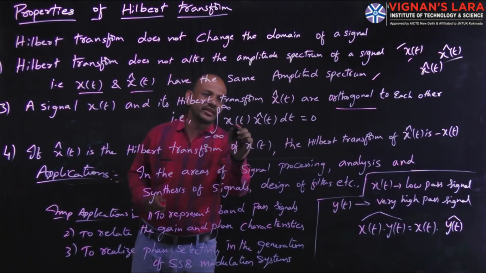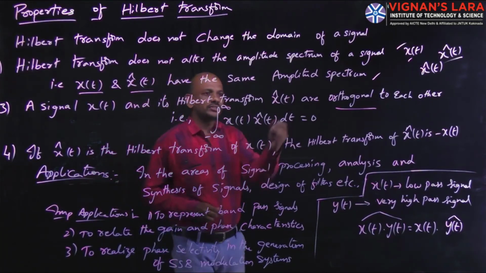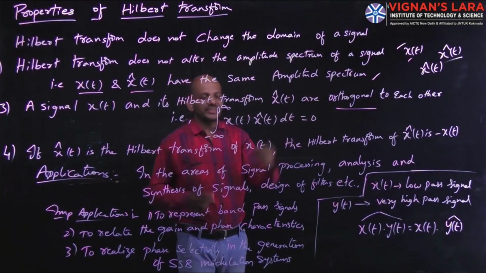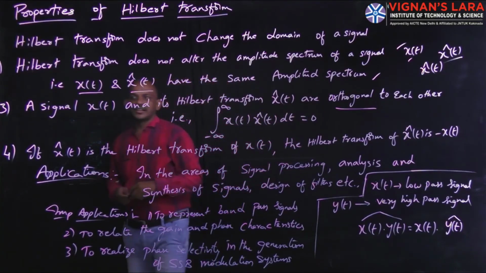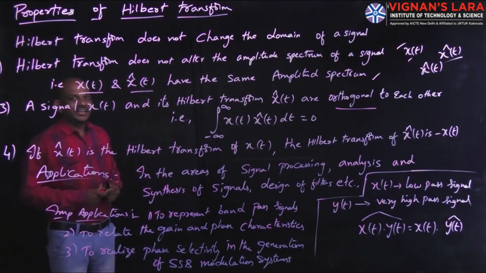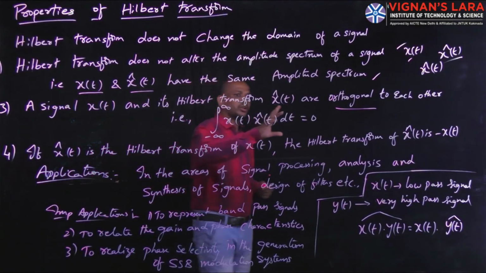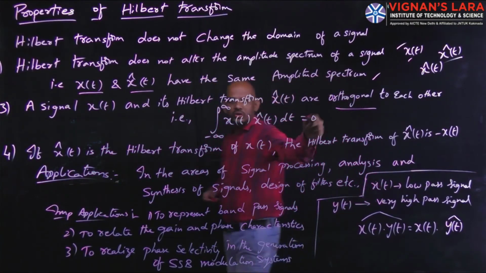Here x of t is the given signal and x cap of t is the Hilbert transform of that signal. So the integral of the product over the interval minus infinity to infinity is 0. We can say those are orthogonal, or if the two are orthogonal, it has to satisfy this condition. Hence the third property: a signal x of t and its Hilbert transform x cap of t are orthogonal to each other. That is, integral from minus infinity of x of t x cap of t dt equals 0.